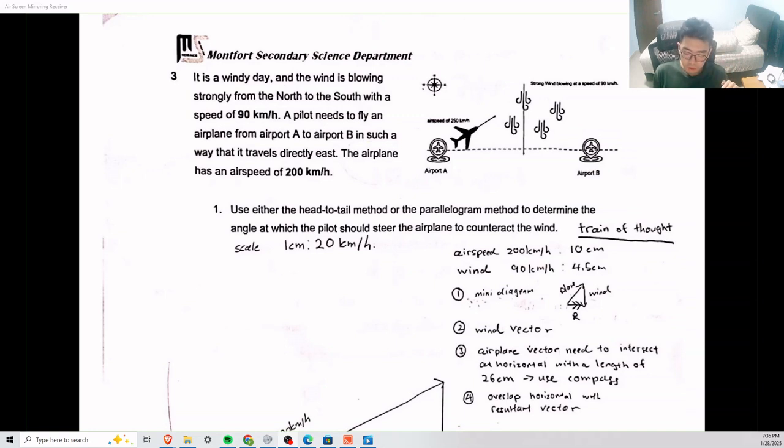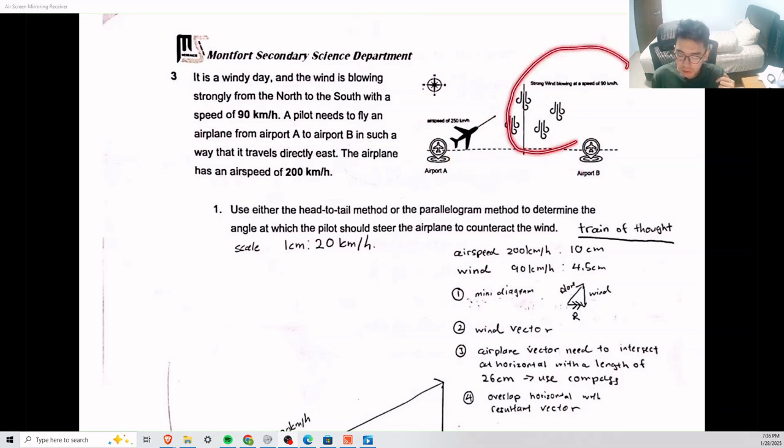Firstly, I know the wind blowing. This is the vector that I know fully, meaning I know the direction and the magnitude: 90 km per hour north south, so I know it's a vertical vector. Then I have my airspeed, which is 200 km per hour. I know that it is an angle, but I do not know the angle. I know the magnitude, but not the angle. And thirdly, the resultant vector, the direction at which the airplane is moving, which I know the direction, but I do not know the magnitude.